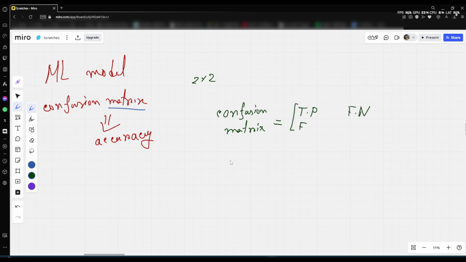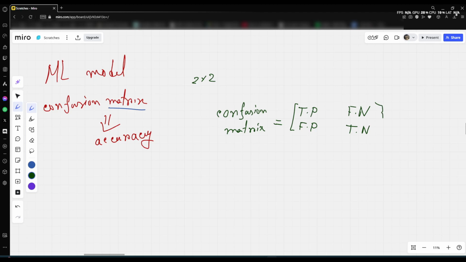Then here we have false positive, like it is positive but the result is saying that it's false, something like that. It's true for all of them. And then we have true negative.